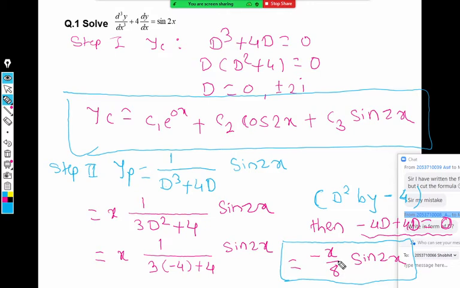Sir, how do we know what should be replaced? Here are the shortcut methods we are learning. At the end, after four methods, the replacement is only for three to four methods.